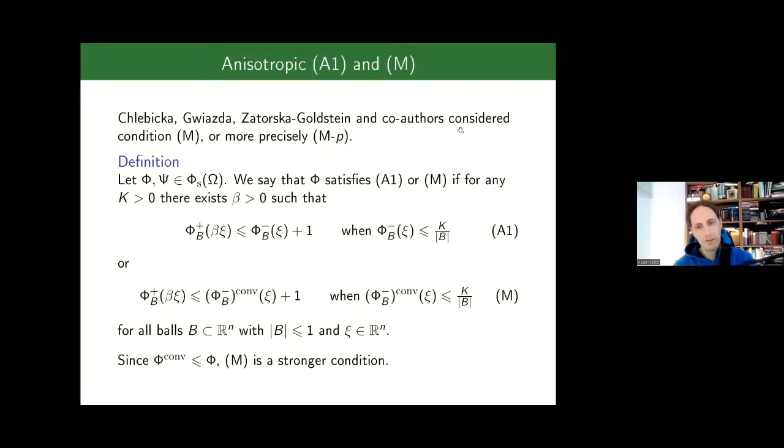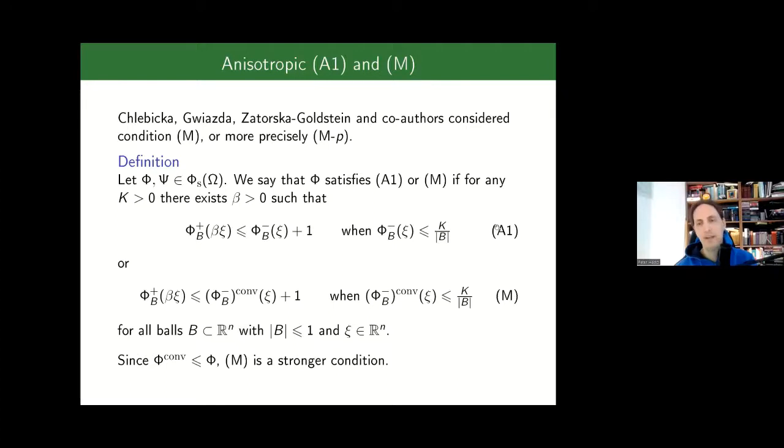All their co-authors were also mentioned on the previous slide, and I have written it now to emphasize the difference. So instead of assuming that the phi minus in B is less than this critical bound, the assumption M is that the greatest convex minorant of this function satisfies the bound. And well, since this phi conv is a minorant, so less than phi, we see that this M is a stronger version of A1.